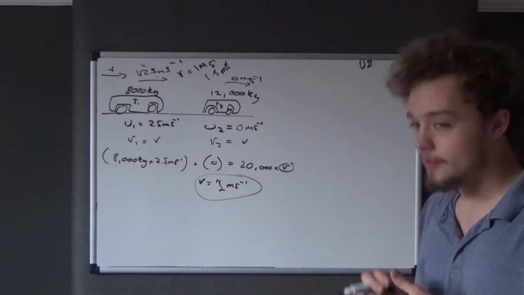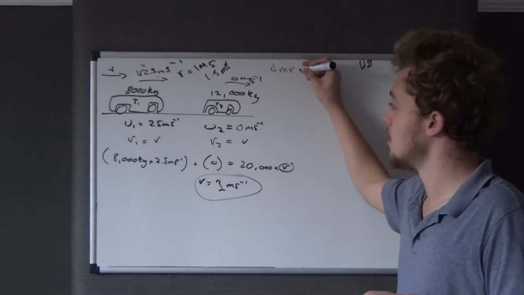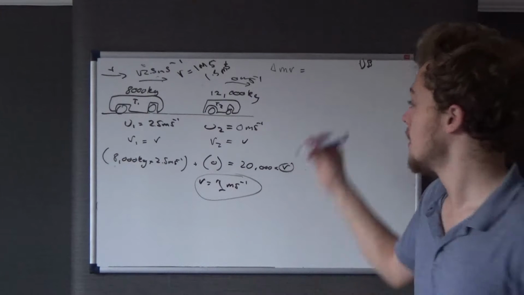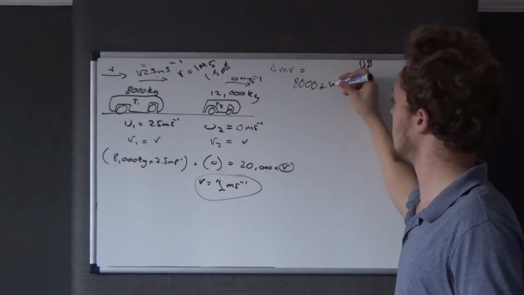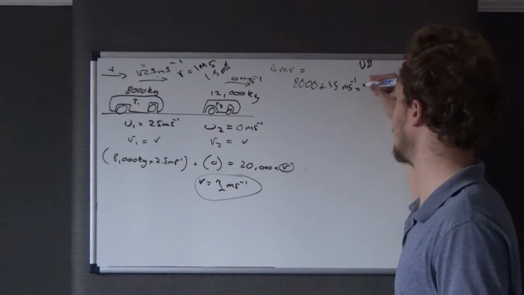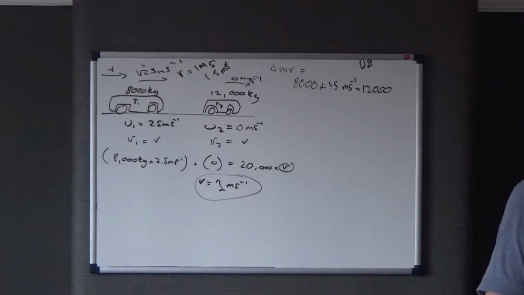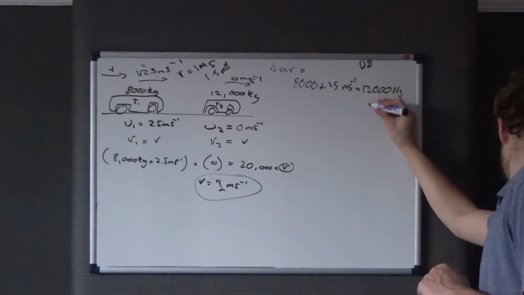So, remember, the change in momentum, delta mv, well, that's the change in momentum. The mass hasn't changed, obviously, so it's going to be 8,000 times 1.5 meters per second, and that will obviously come to 12,000. Now, yeah, 12,000, and that's Newton seconds, which is answer B.